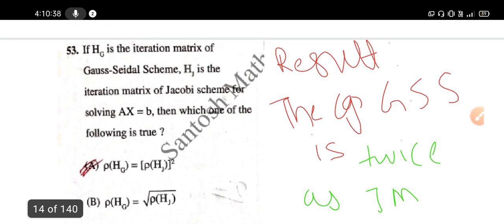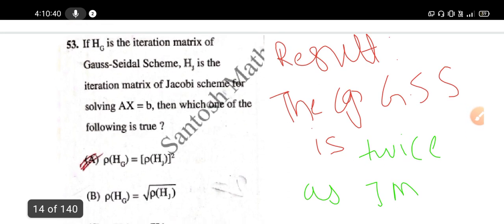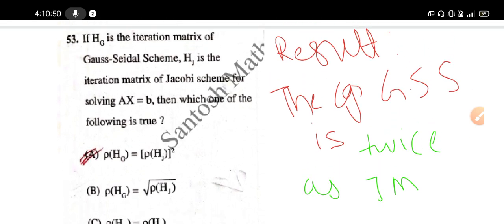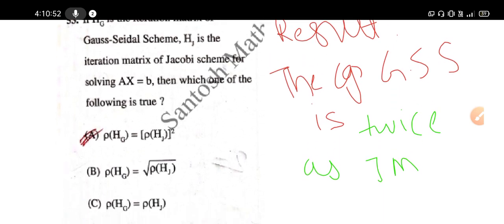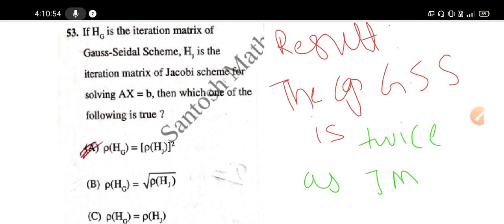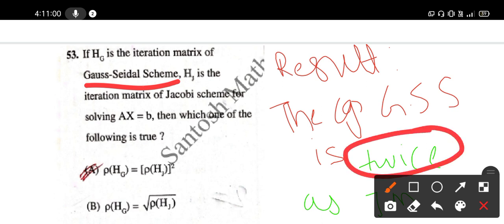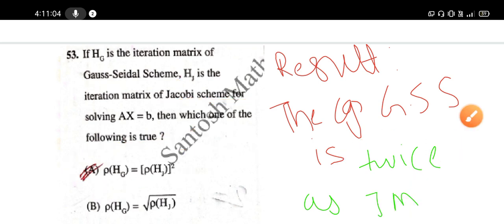If H_G is the iteration matrix of a Gauss-Seidel scheme and H_J is the iteration matrix for a Jacobi scheme for solving Ax = b, then which one of the following is true? One result based on this question: the convergence of the Gauss-Seidel scheme is twice that of the Jacobi scheme. That is, option A is correct. Next question.